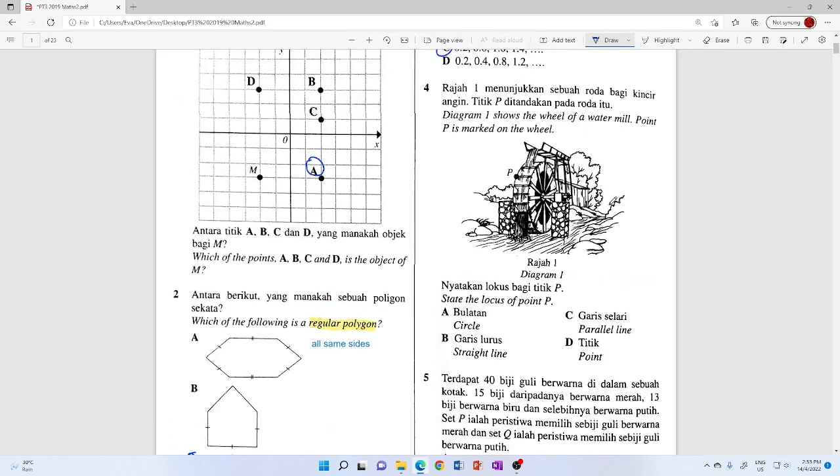Next, question 4. Diagram 1 shows the wheel of a water mill. Point P is marked on the wheel. State the locus of point P. So when the wheel turns, point P will turn round in a circle. The answer is circle.